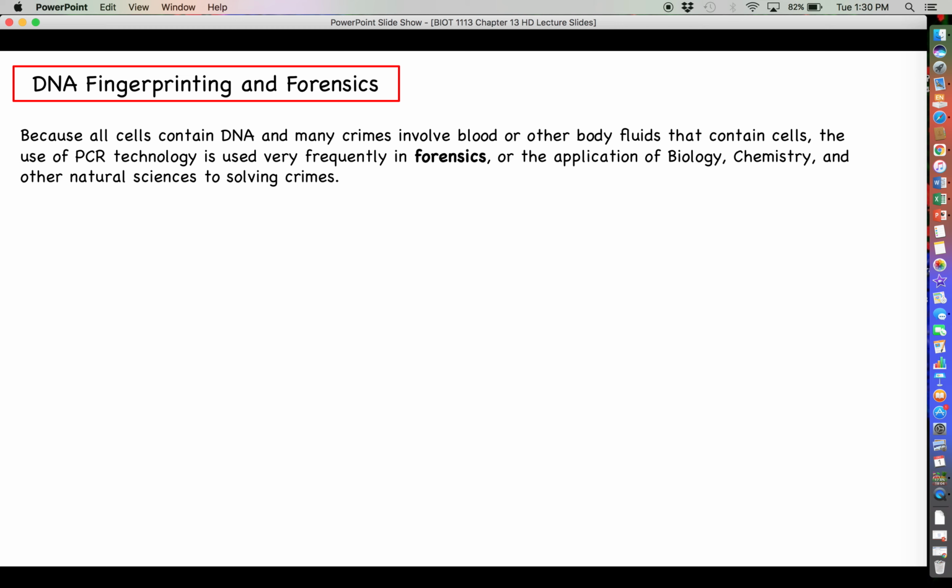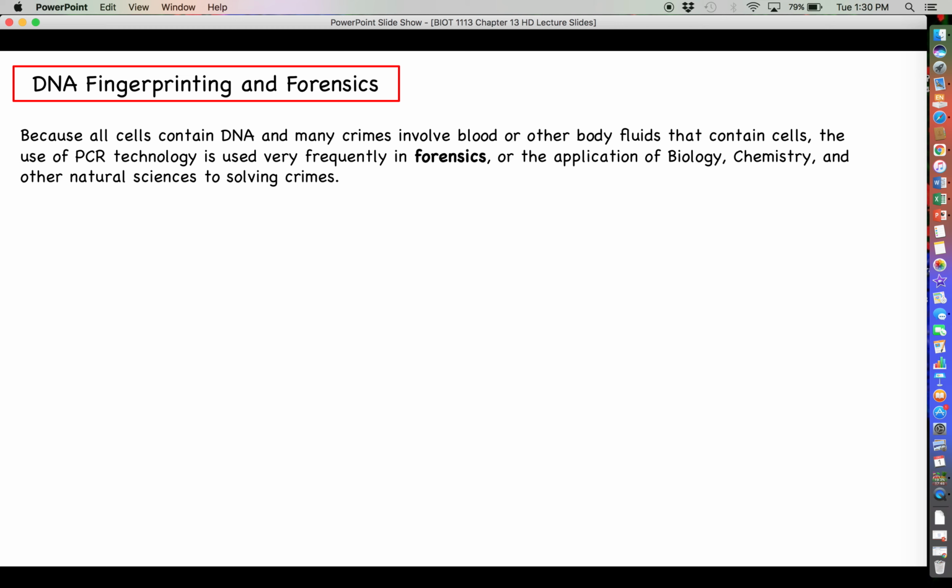Okay, so now let's talk about something a little bit different: DNA fingerprinting and, in general, forensics. With forensics, we're obviously talking about the application of different hard sciences like biology and chemistry to solve crimes. Usually the most famous or most common thing that you see on TV shows is solving murders, right?